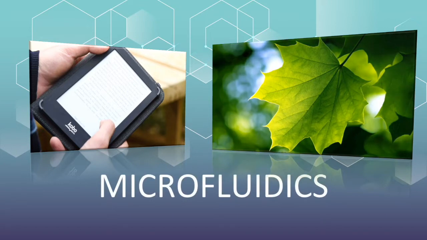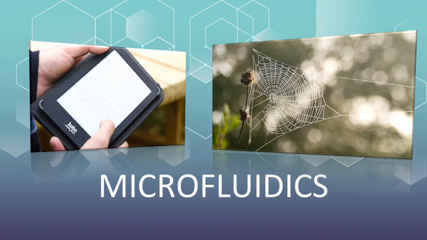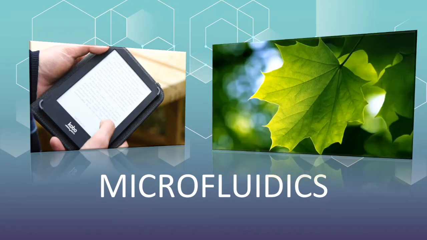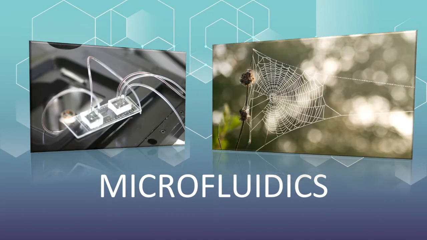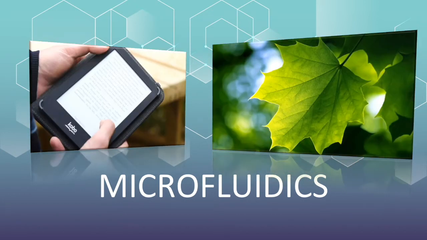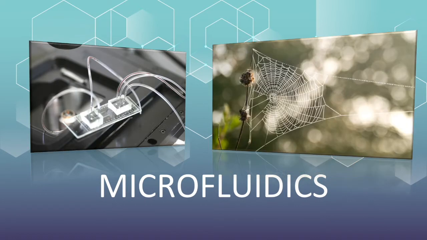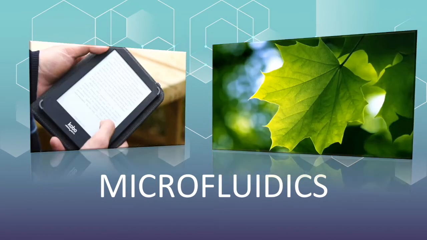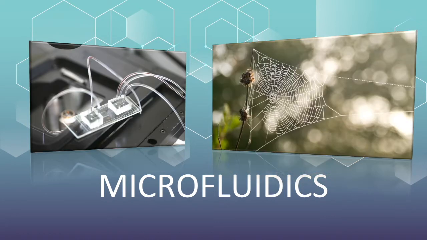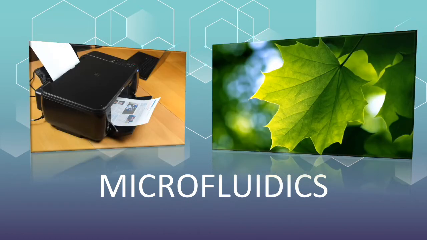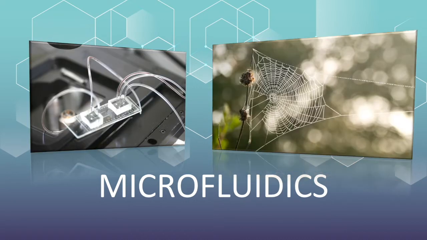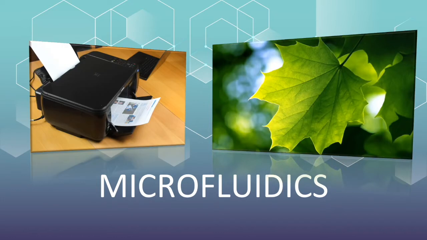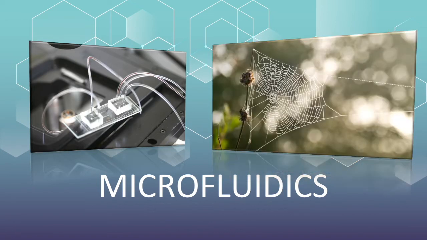So the word microfluidics is the science of flow at the microscopic scale. It is not a completely foreign word to us, as we can see microfluidics everywhere around us in the natural environment, such as in the leaf capillaries, blood capillaries, and spider webs. But it is also a mature technology that is found on the e-readers, inkjet printers, and lab-on-a-chip devices.